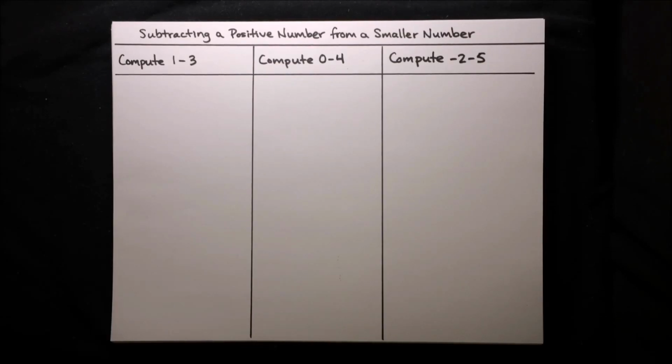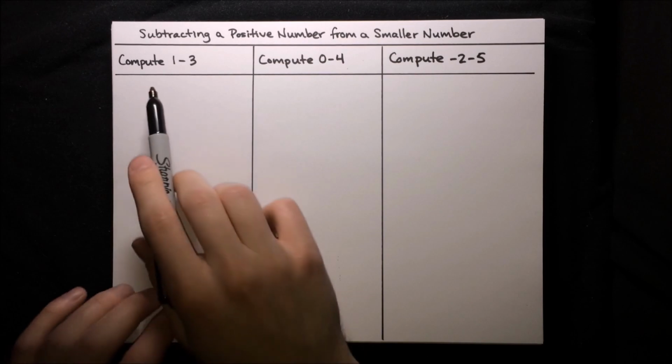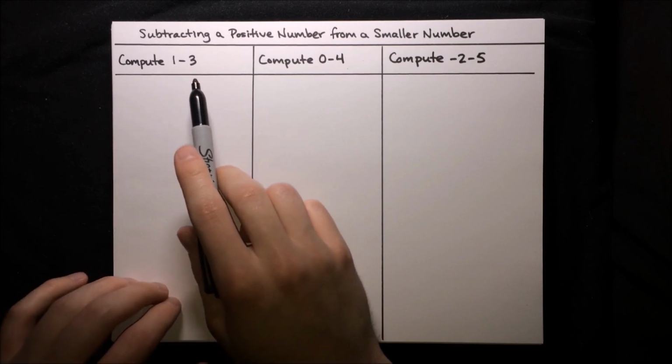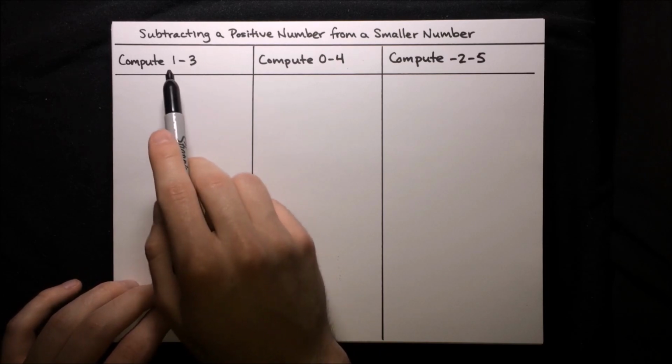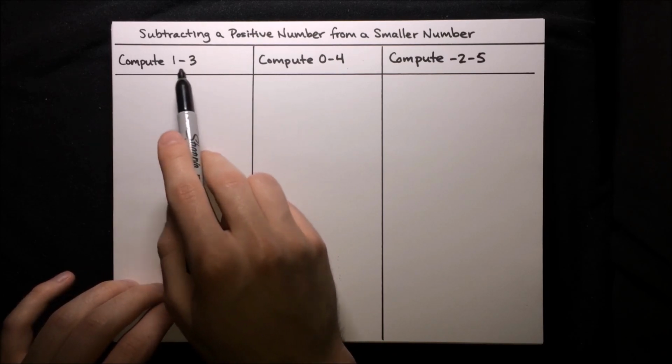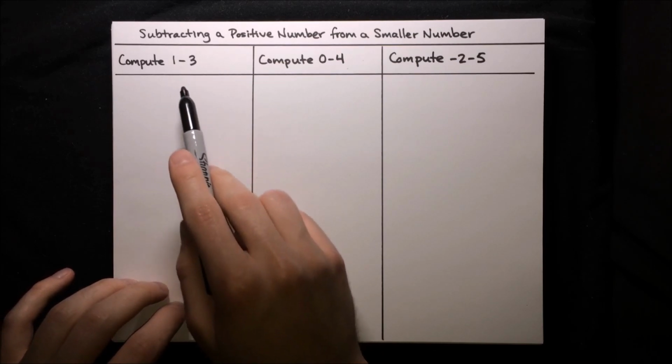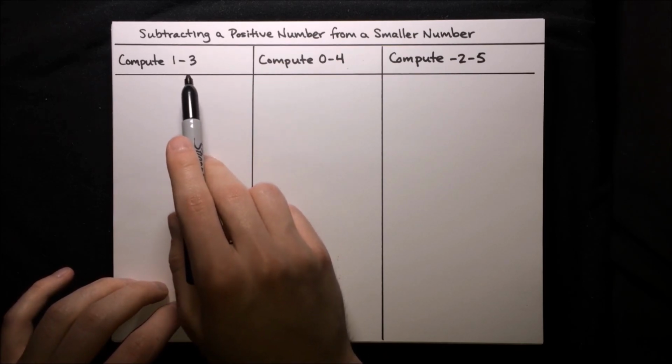In this video, I'm going to show you how to subtract a positive number from a smaller number. First example here is to compute 1 minus 3. And this might be a little tough to think about at first because 3 is bigger than 1. So if you take away 3 from 1, what do you get? Well, clearly we'll be going into the negative numbers, but it's easiest to visualize this with a number line.